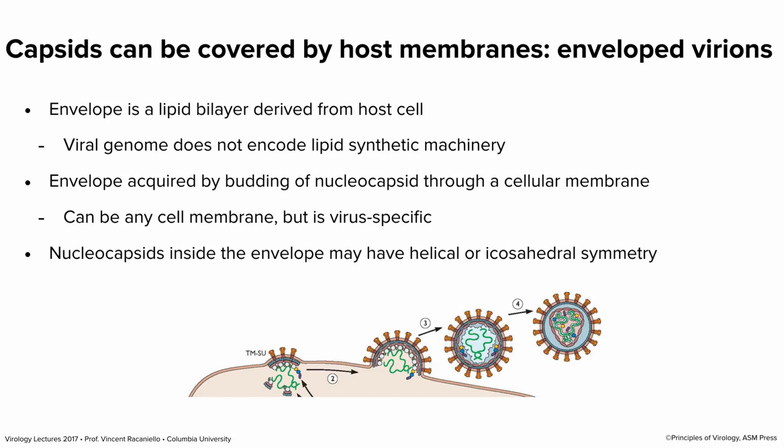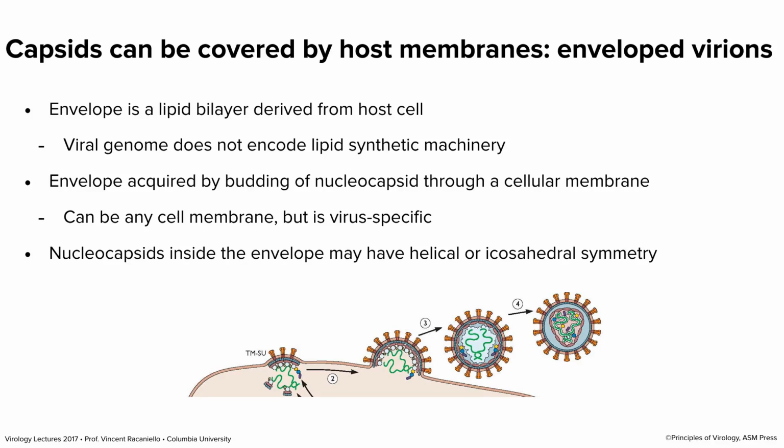All right, so we talk about a lot of viruses that are naked icosahedrons. Many of them have membranes, as we've just seen for herpes viruses. It's the lipid bilayer derived from the host cell. It's acquired by budding. We'll talk about this during assembly, but it's budding through a cellular membrane. It can be nuclear membrane, ER, Golgi. It can be the plasma membrane. It's always virus specific, so if a virus is budding at the plasma membrane, that's the way it is all the time. It doesn't change.